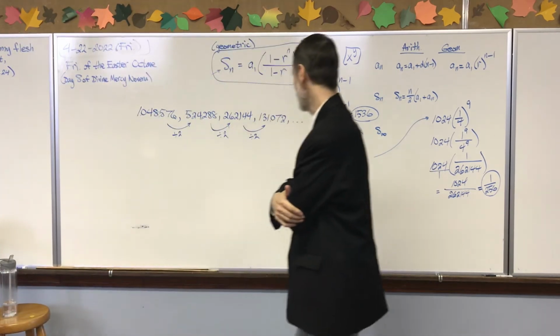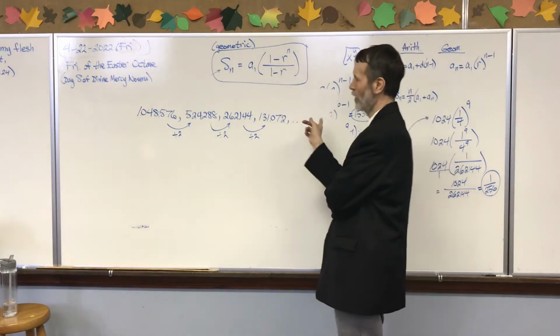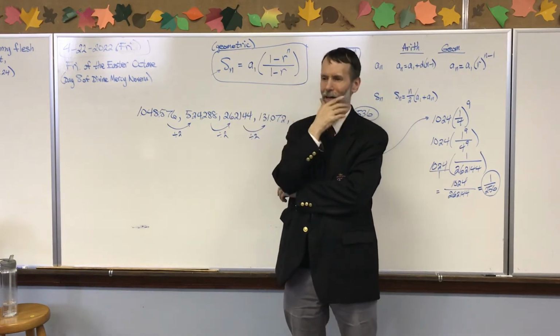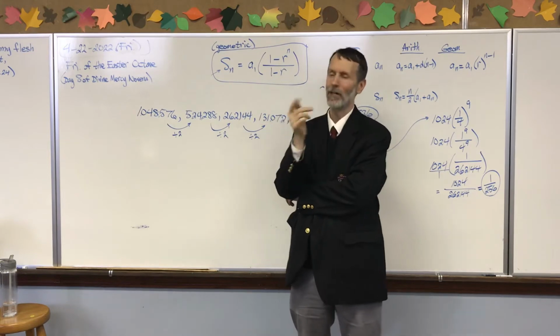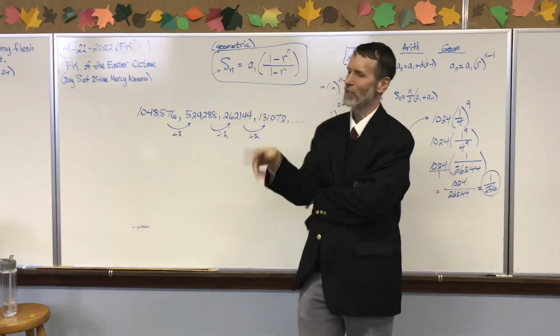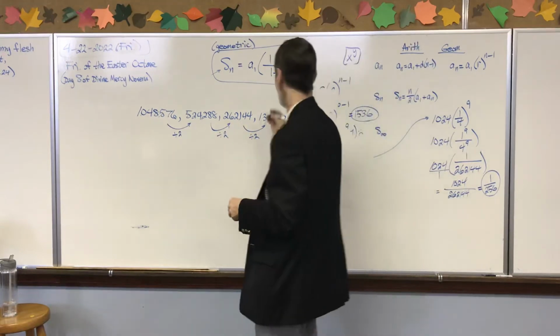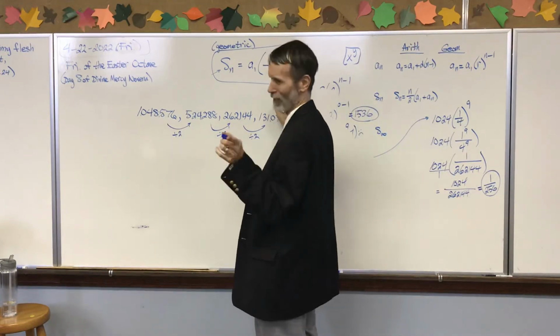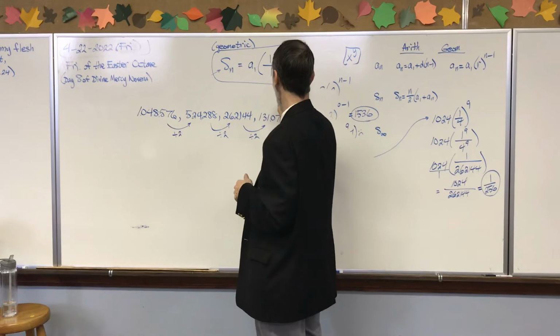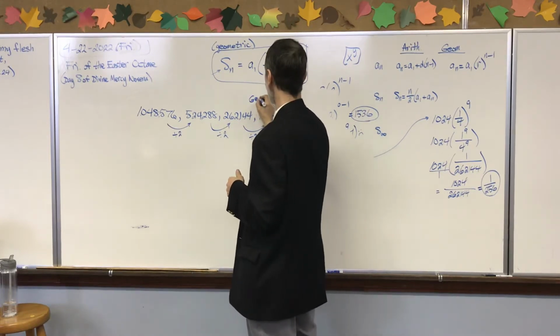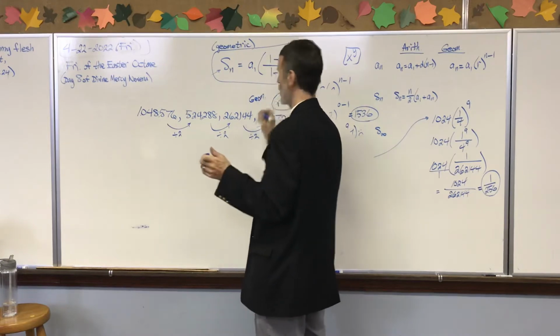Start me off, Mia. If you divide repeatedly, what kind of a thing is this? Arithmetic, geometric, or neither? Geometric. Now, the geometric definition is you have to multiply over and over and over. What are they multiplying by? What letter is that? R, exactly. This is geometric because R is equal to 1/2.